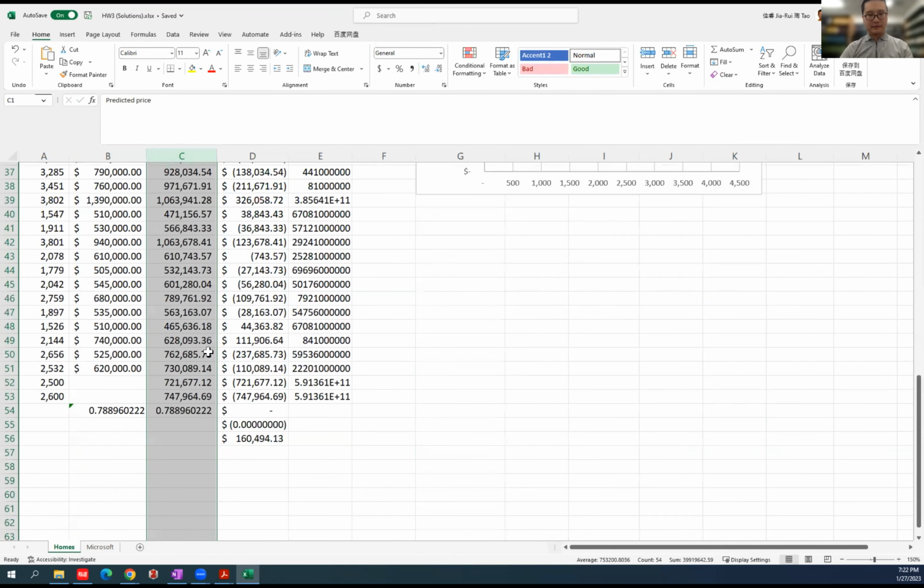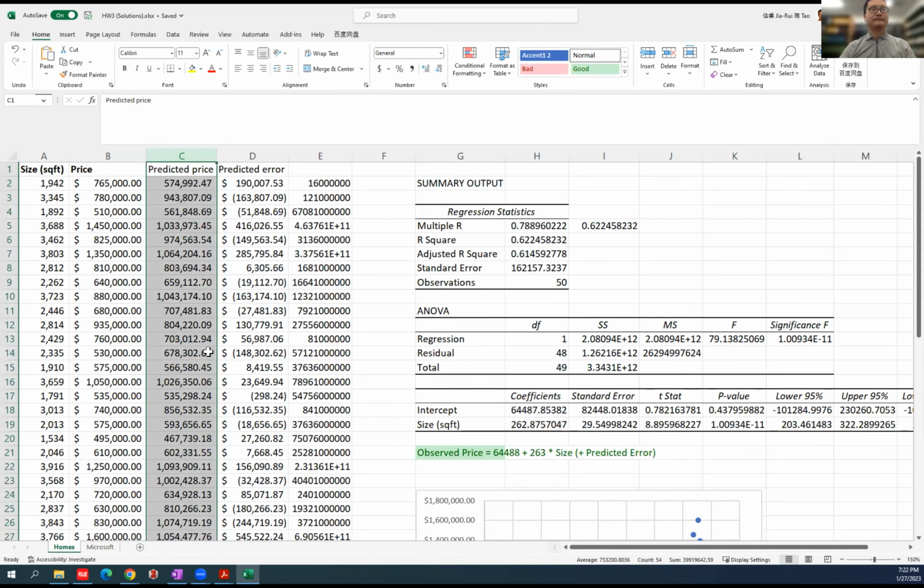Any questions so far? Did you find it straightforward to generate predicted price using square footage? All right.